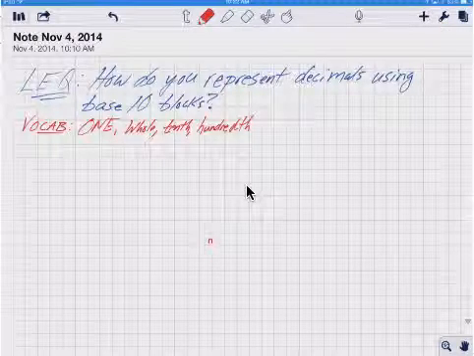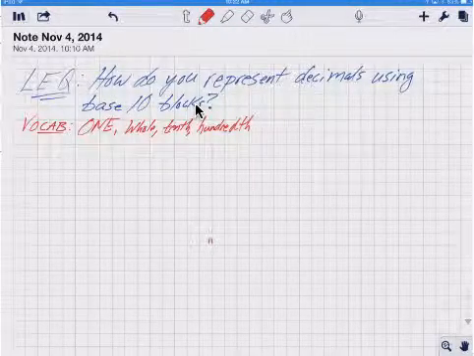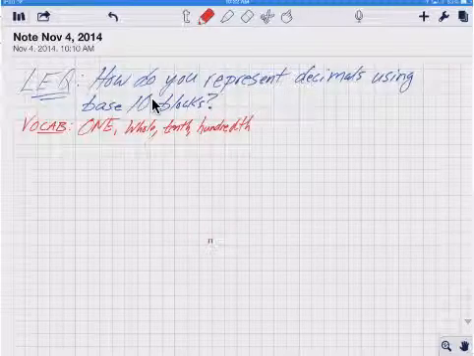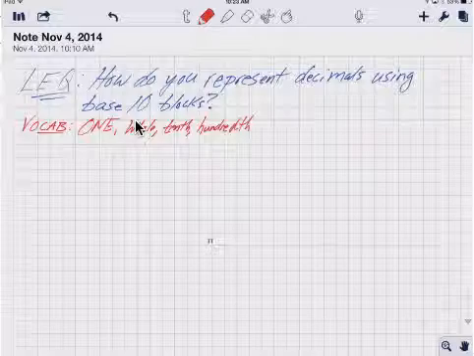Today's lesson is on decimals. So it's taking what we did yesterday. We're going to extend a little bit. How do you represent decimals using base 10 blocks? This is like the little yellow blocks that we used way back. We're going to use them again today, but we're going to break down decimals.